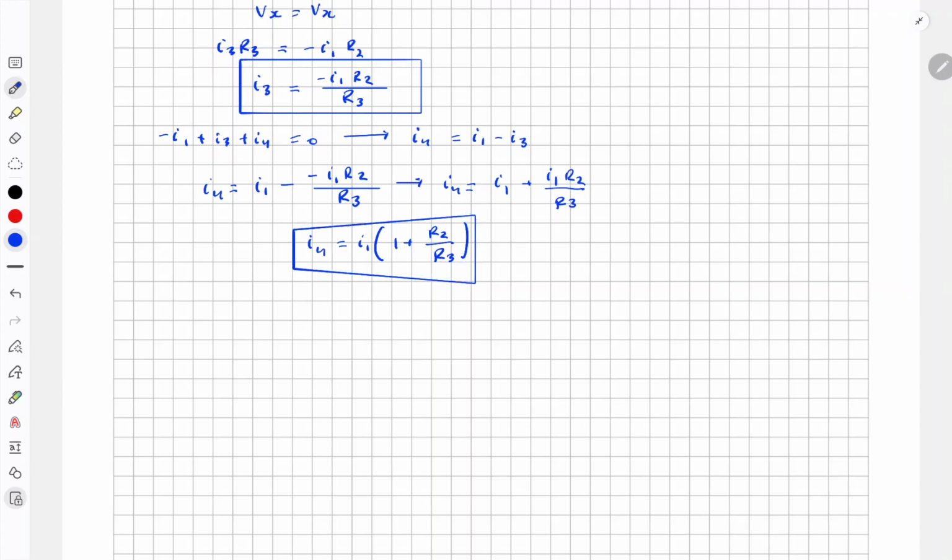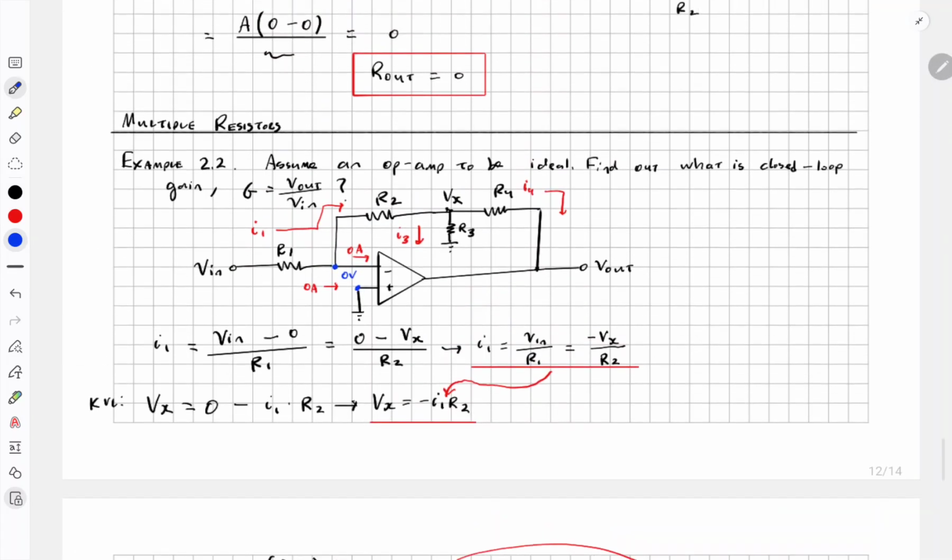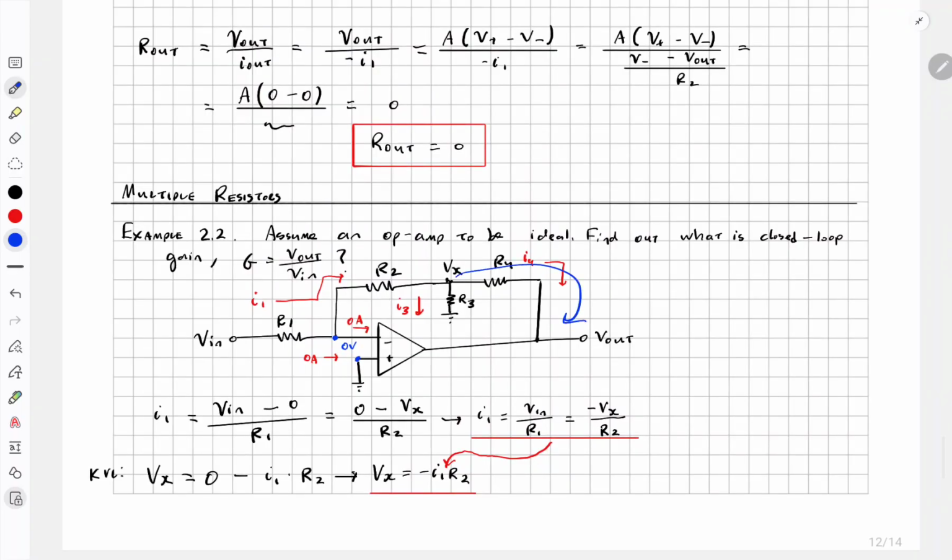The reason why the textbook wants us to do this is because it makes this observation that I4 does not depend on R4. We don't see any R4 in this equation, right? So I4 does not depend on R4. That's one observation they want us to make, which is interesting because I4 is this current here, but it doesn't even depend on this resistor.